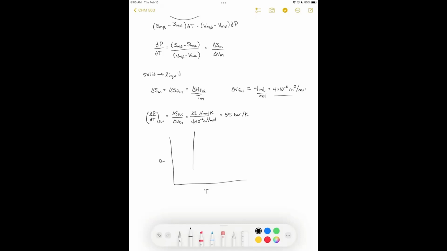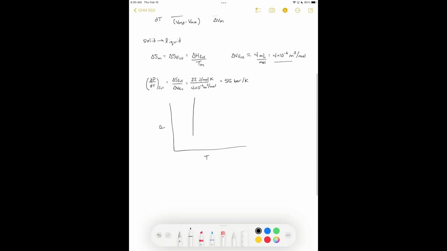What about the liquid to gas transition? Well, if we want to go from a liquid to a gas, we do the same thing that we did for the molar entropy. So the molar entropy of this process is simply the change in entropy of vaporization. Now, this is going to be much larger than for the solid to liquid, because gases are much more entropic than either liquids or solids.